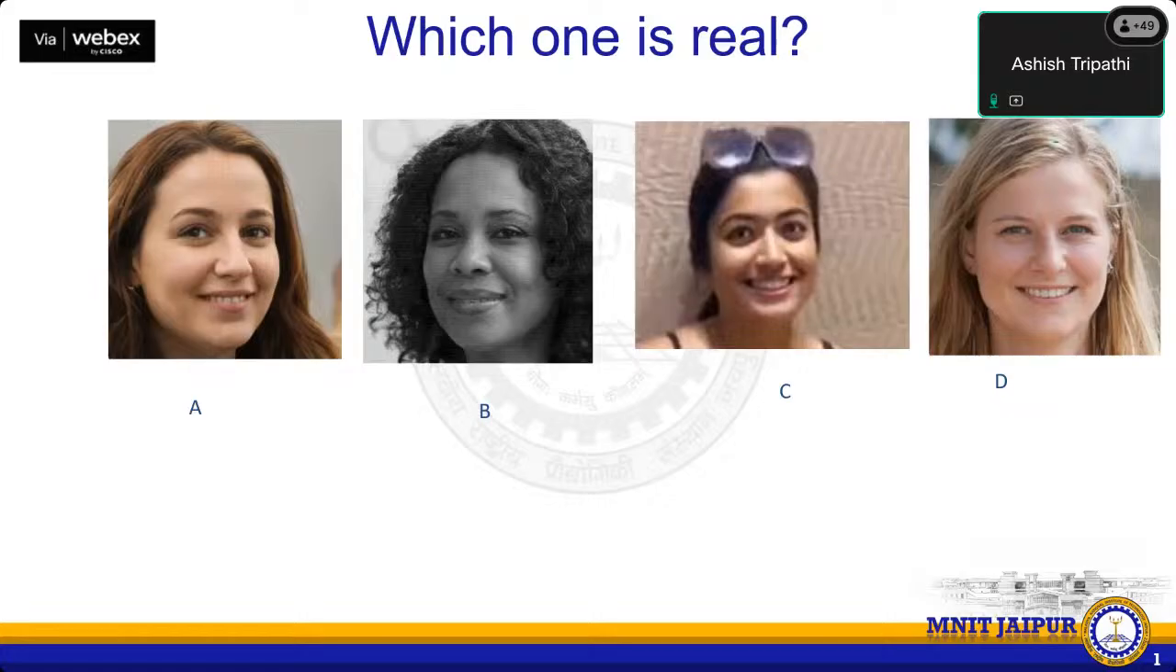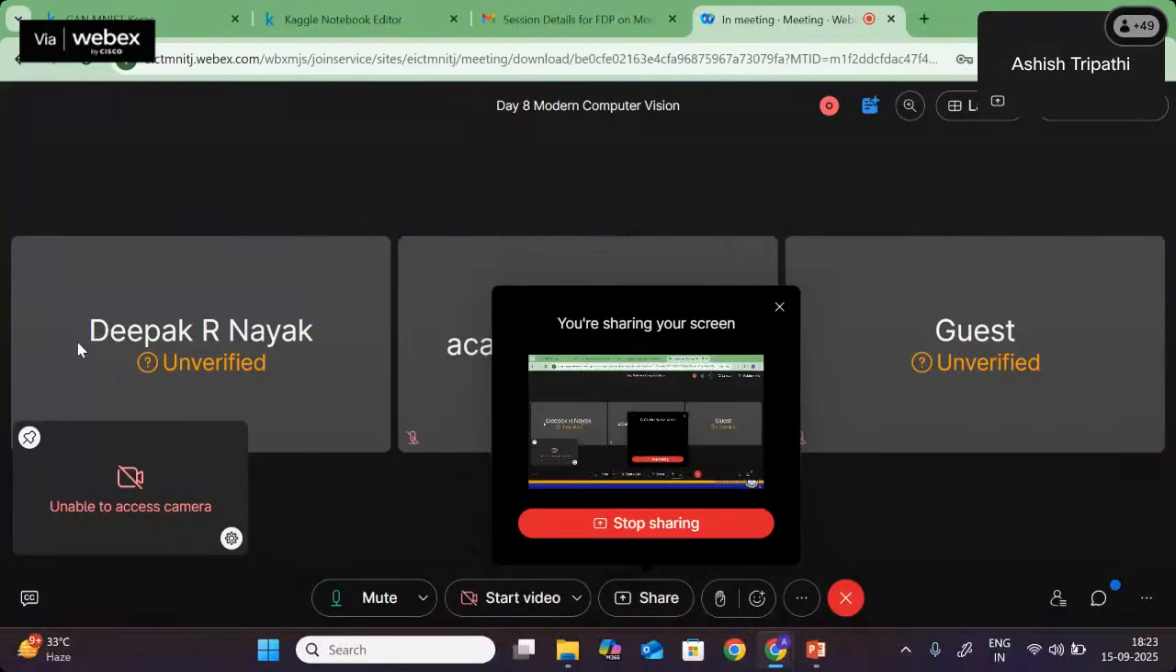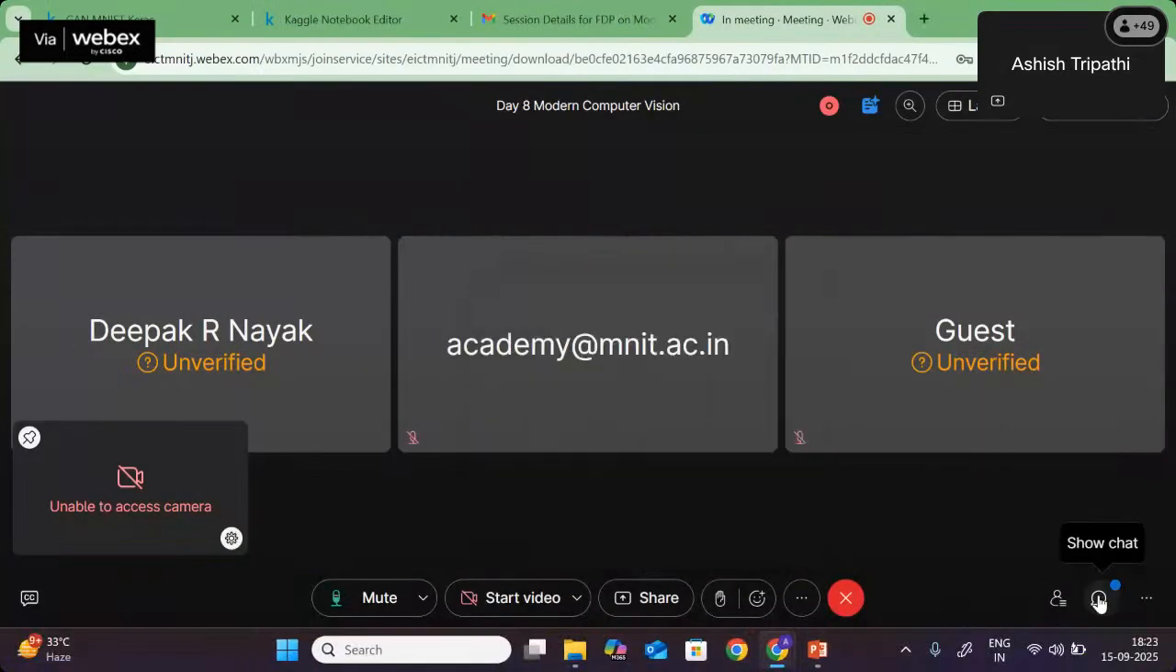A, B, C, and D. What do you think? Which one is the real one and which one is the generated image? If you have any guess, write your answer in the comment box, and we'll start from this point. Not only the comment box, you can also unmute yourself and ask your query. I will be happy to answer in between.